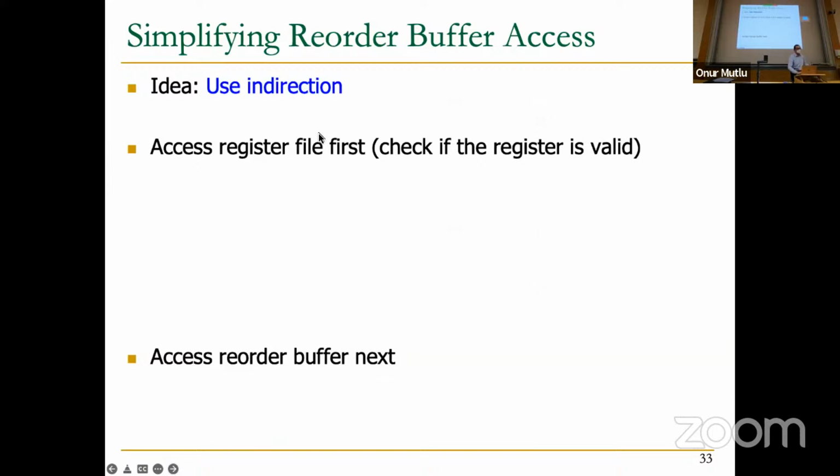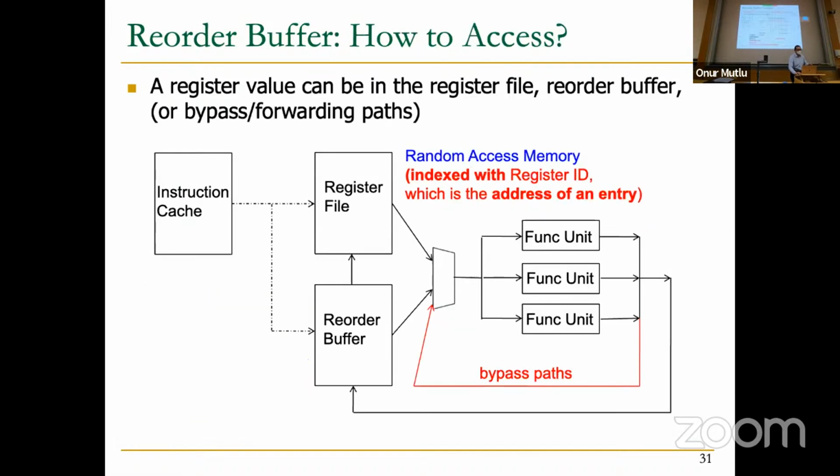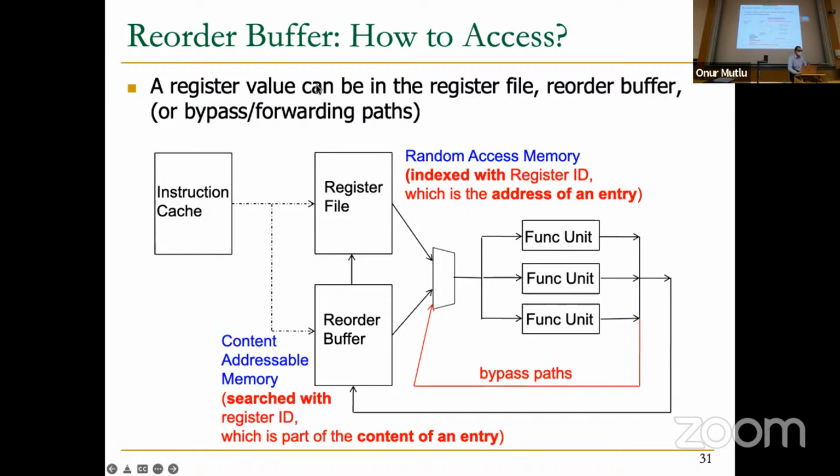The idea is to use indirection. And the idea is to access the register file first, check the register is valid when you're decoding an instruction, when you want to actually figure out what the source values are. Access the register file first, as opposed to accessing them concurrently, right? Here we were accessing them concurrently. I kind of didn't say it exactly, but really you access them concurrently.